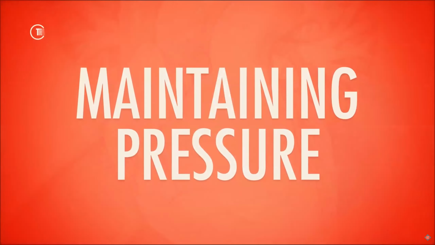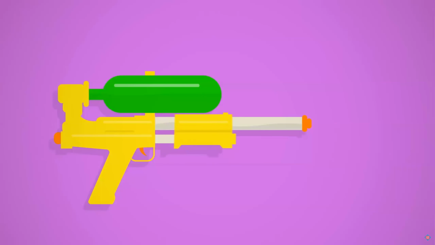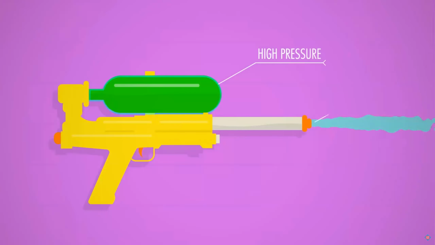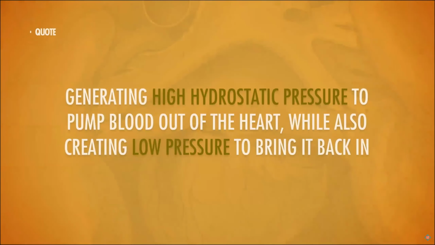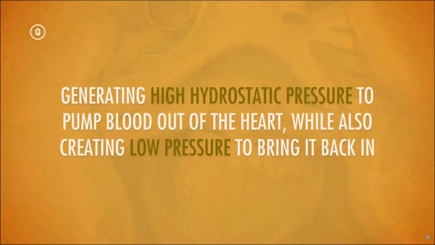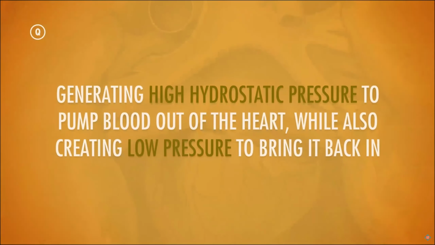The truth is, the heart is really just a pump. A big, wet, muscly brute of a pump. And it doesn't care about poetry or chocolate or why you're crying. The heart has only one concern: maintaining pressure. If you've ever squeezed the trigger on a squirt gun or opened a can of shaken soda, you've seen how fluids flow from areas of high pressure, like inside the gun or the can, to areas of low pressure, like outside. The heart's entire purpose is to maintain that same kind of pressure gradient by generating high hydrostatic pressure to pump blood out of the heart while also creating low pressure to bring it back in.